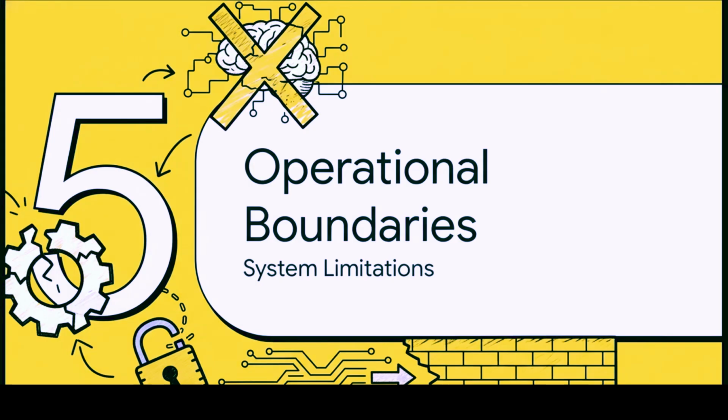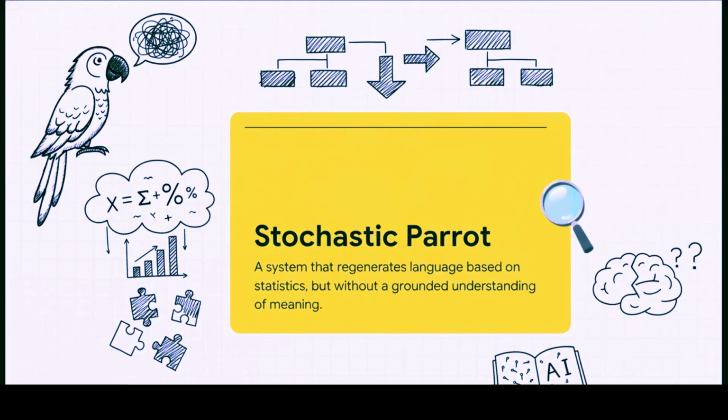Our final chapter will address the operational boundaries and technical challenges inherent to current AI systems. A clear understanding of these limitations is essential for responsible development and deployment. The concept of the stochastic parrot, introduced in a 2021 research paper, serves as a conceptual tool for framing a key limitation.